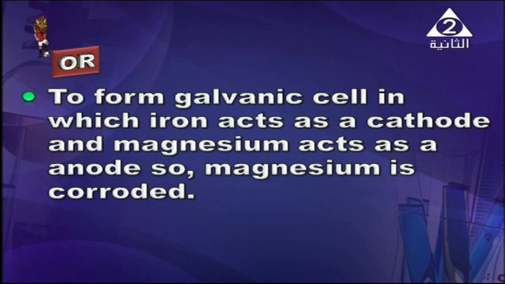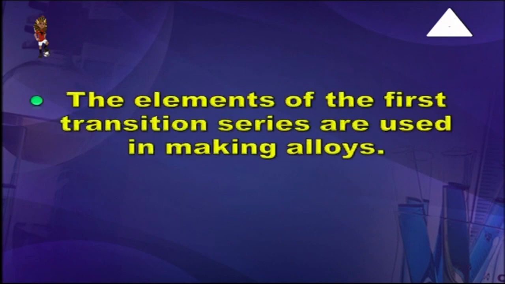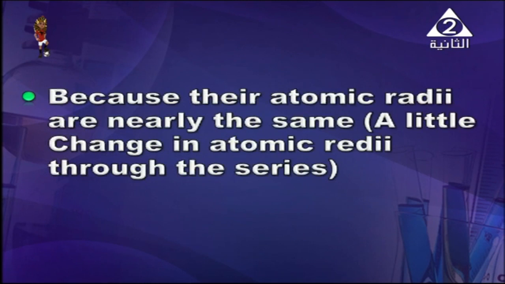No problem for this. Another question: the elements of the first transition series are used in making alloys. Yes, we know. I can say it is because their atomic radii are nearly the same, with only a little change in atomic radii through the series.